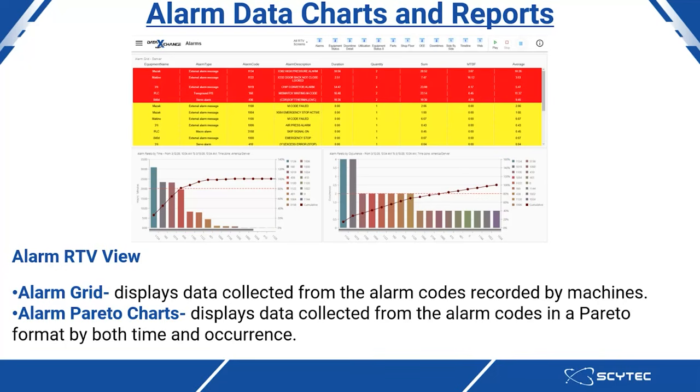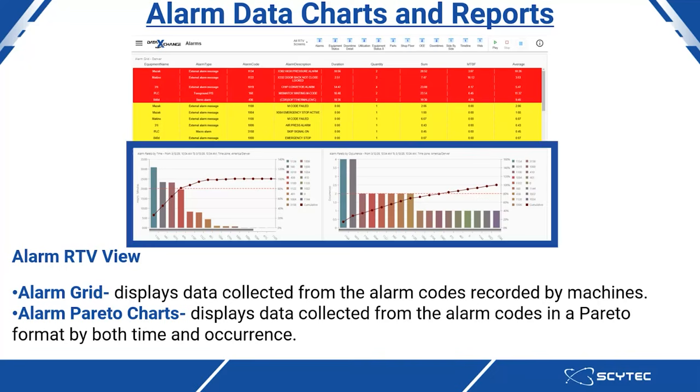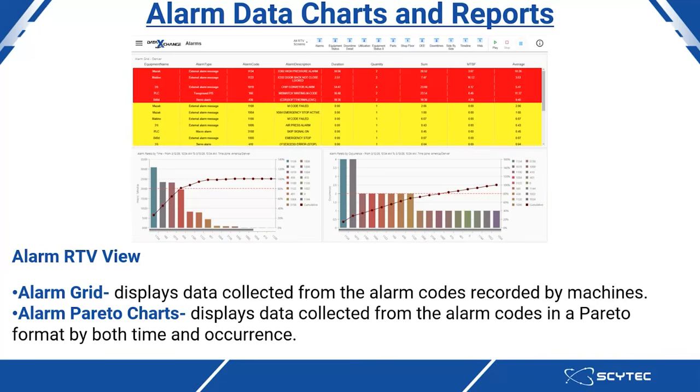And then below that, we also have alarm Pareto charts, which display data collected from the alarm codes in a Pareto format by both time and by occurrence. So if you look over on the Pareto chart on the left, it'll show you the alarms by time. And then over there on the right, the different chart that you see there is showing the alarms by occurrence.